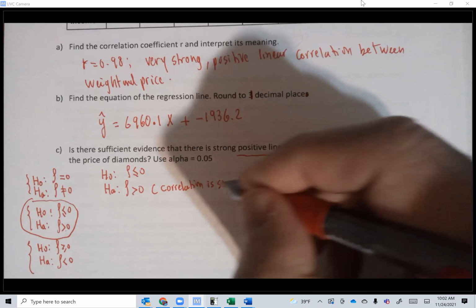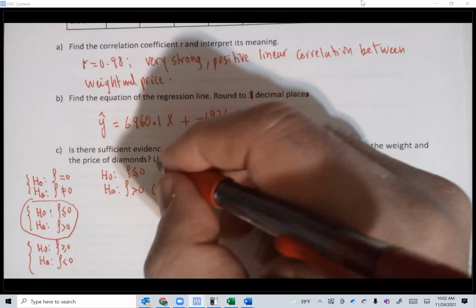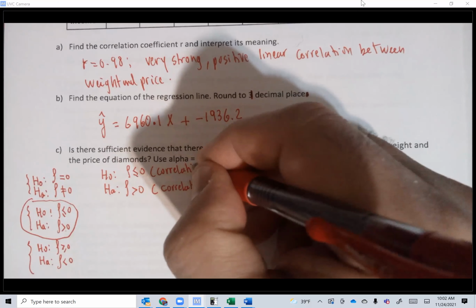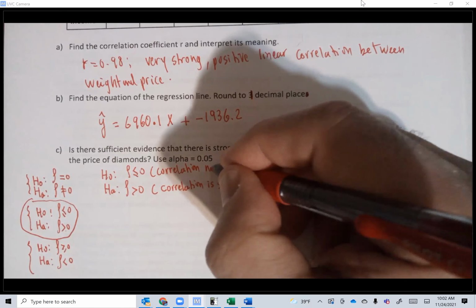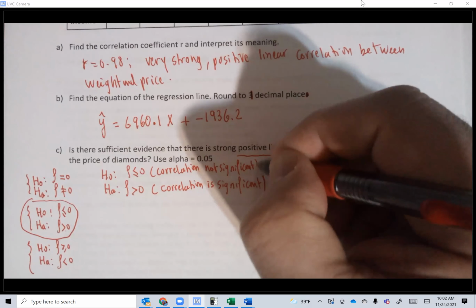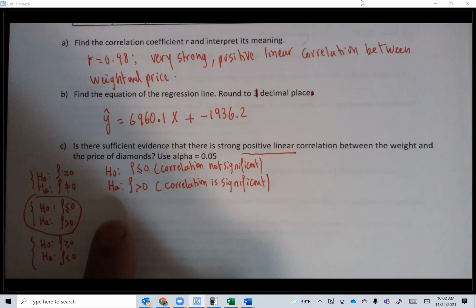I will scan my notes from chapter 9 and email them to you today from Monday's lesson. Correlation not significant. So if we fail to reject H0, the correlation is not significant. If we reject H0, that means we're supporting HA, correlation is significant.